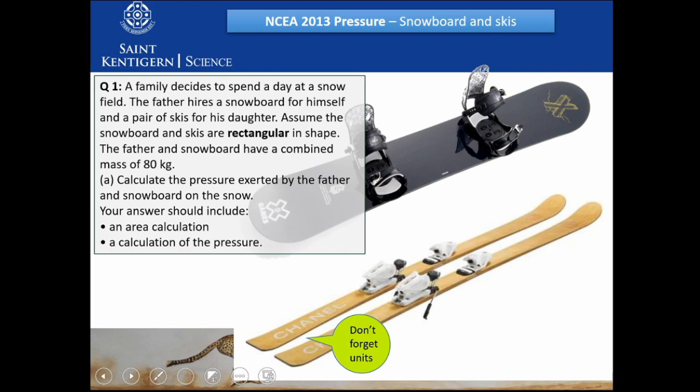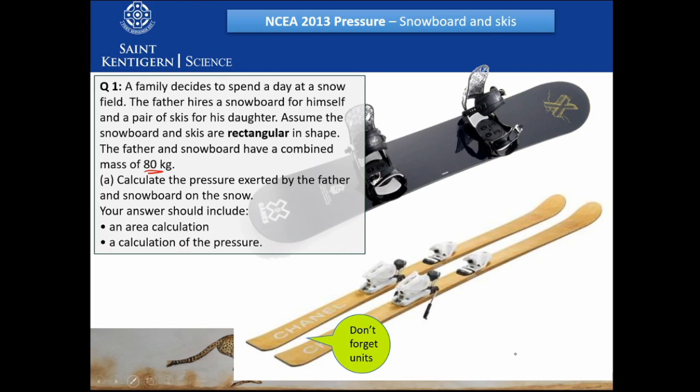Okay, so a family decides to spend a day at the snow. This is the one with the snowboard. So the father hires a snowboard for himself and a pair of skis for his daughter. Assume the snowboard and the skis are rectangular in shape. The father and snowboard have a combined mass of 80. Calculate the pressure exerted by the father and snowboard on the snow.